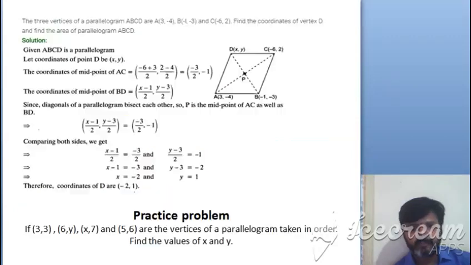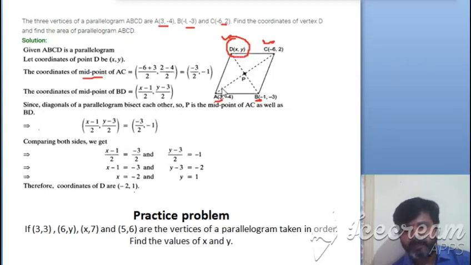We will look into it. Here are a few problems related to the midpoint formula. Here the 3 vertices of a parallelogram are given, A, B, C. They have not given D, and they are asking to find the D vertex. To find the D vertex, we have to use the midpoint formula. The special property of a parallelogram is that the midpoint of AC will be equal to the midpoint of BD.